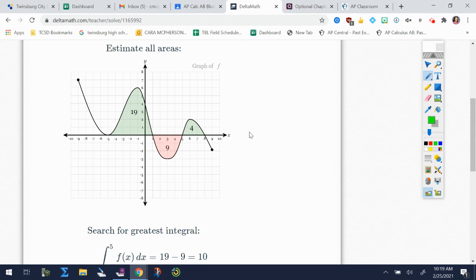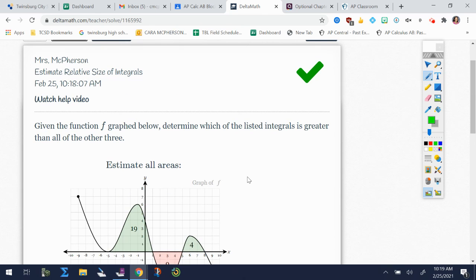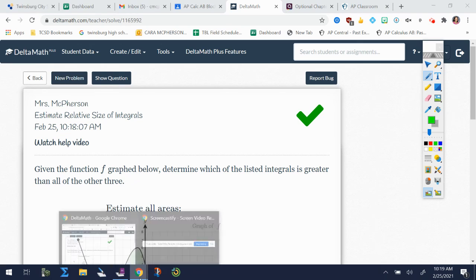So that's how we do that section. You're going to use that kind of general approximation, and it's going to ask you either which integral is the biggest or which integral is the smallest. Pretty quick.